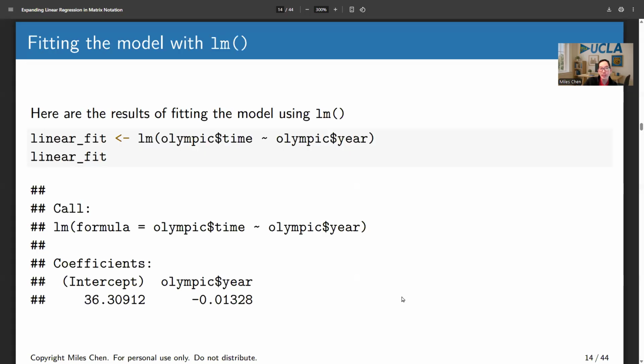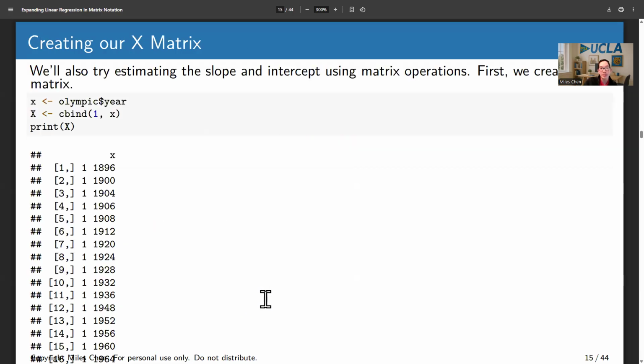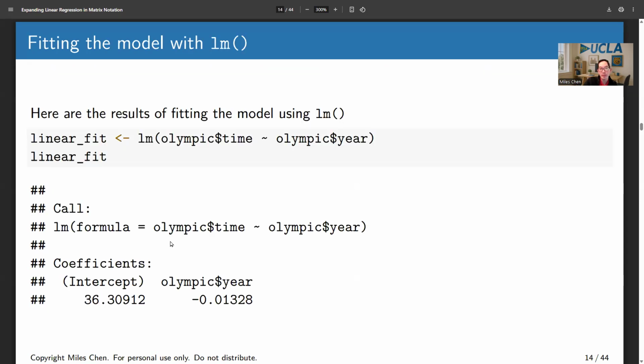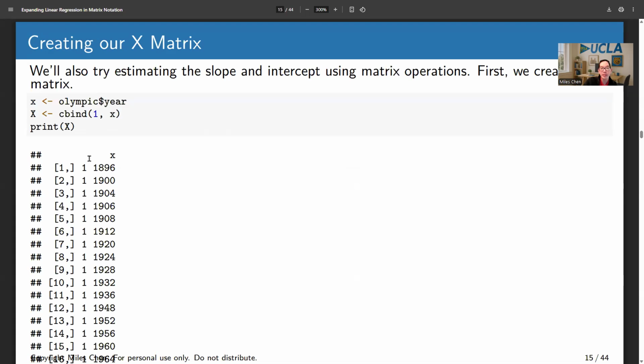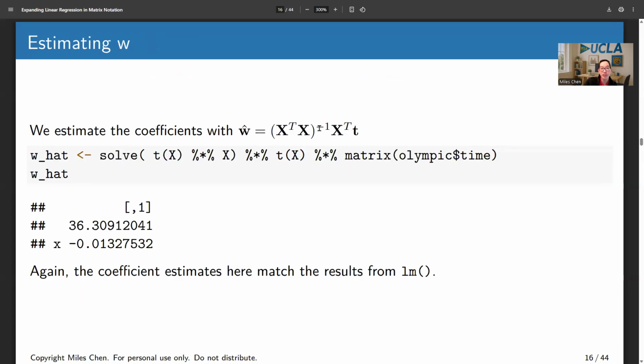And so we can start by fitting a linear model, right? I could just use lm and say predict time based on year. We get this intercept and we get this slope, 36.3, and a slope of negative 0.013. We can also do it in our matrix notation, and I'll bind a column of ones along with our X values, 1896, 1900, 1904, and so on and so forth. And I can do X transpose X inverse, X transpose T. This time my T is that column of Olympic times. And then, no surprise, again I get the same intercept and same slope.